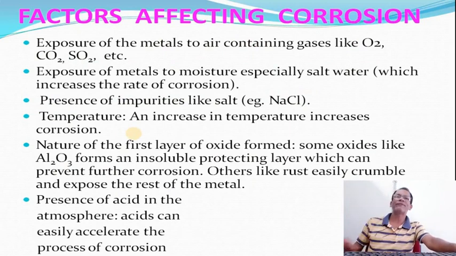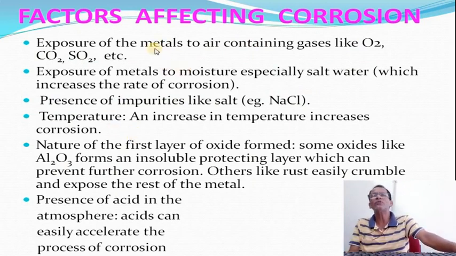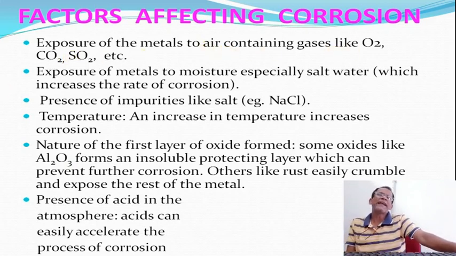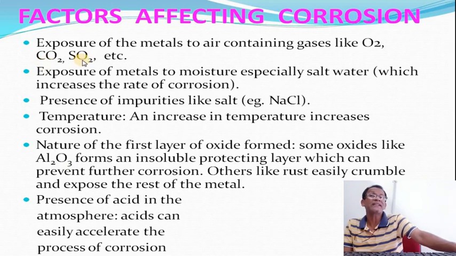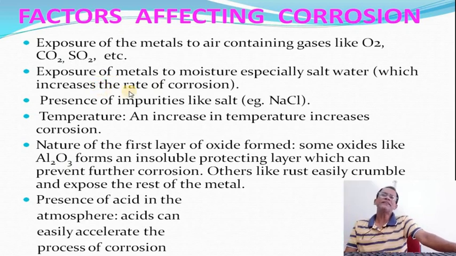How will corrosion be affected? What are the factors affecting corrosion? Mainly, corrosion requires air containing oxygen, carbon dioxide and sulfur dioxide. Carbon dioxide, sulfur dioxide and oxides of nitrogen are essential for the formation of corrosion, and oxygen is also highly essential. Another important thing is moisture. If moisture in the atmosphere is more, then corrosion will be faster.